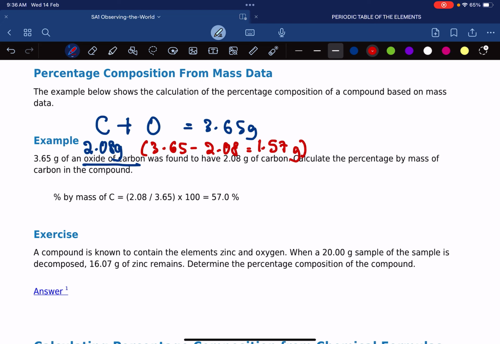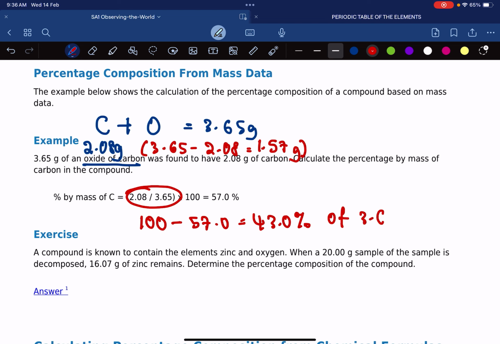Then it says, calculate the percentage by mass of carbon. So basically, we want to know how much of the entire mass is carbon. We took the mass of carbon, divided it by the total mass, multiplied by 100%. Using this formula, if I take 100% minus 57%, I get 43%. So 43% of 3.65 grams is oxygen.